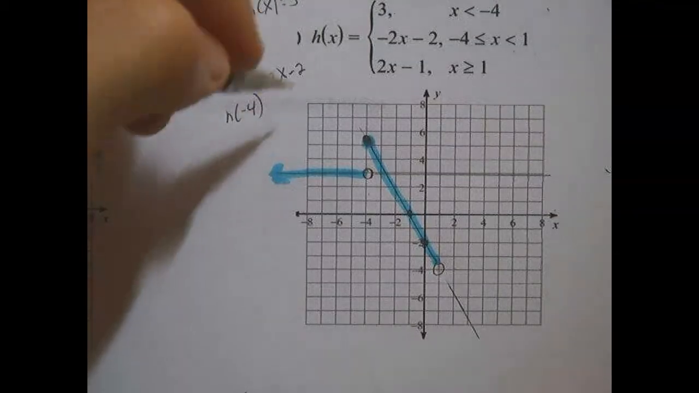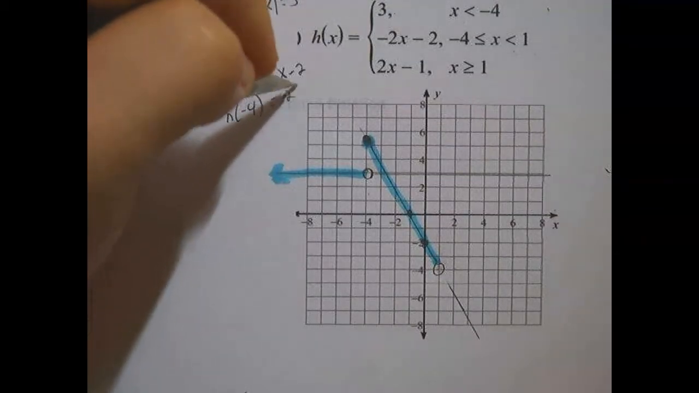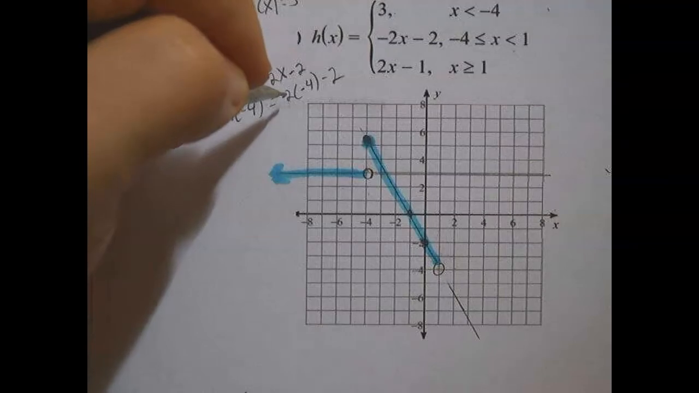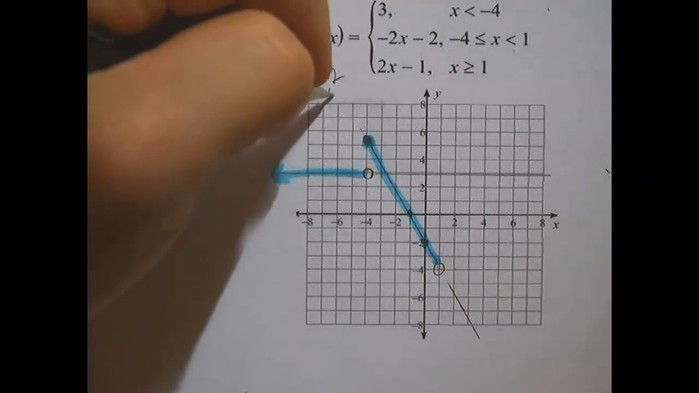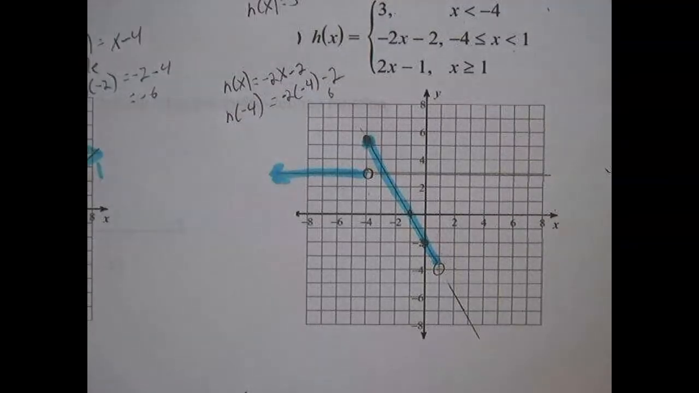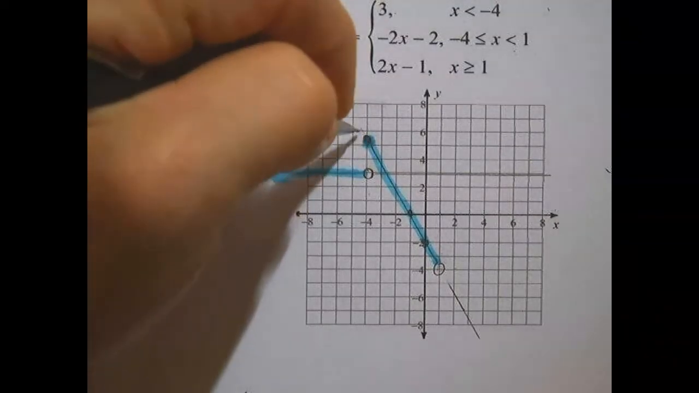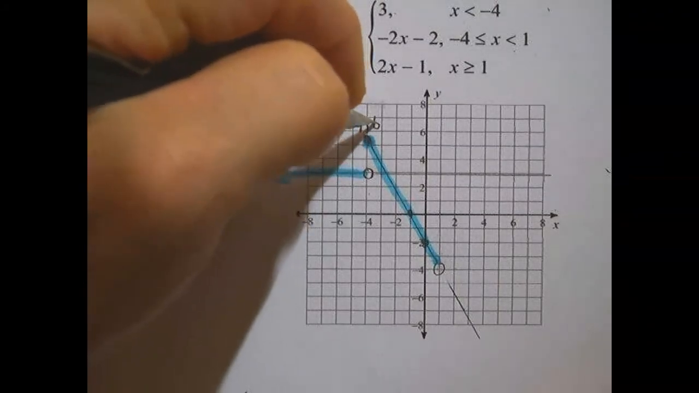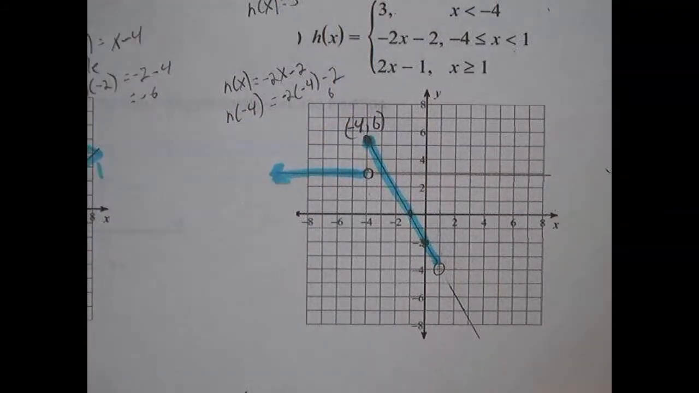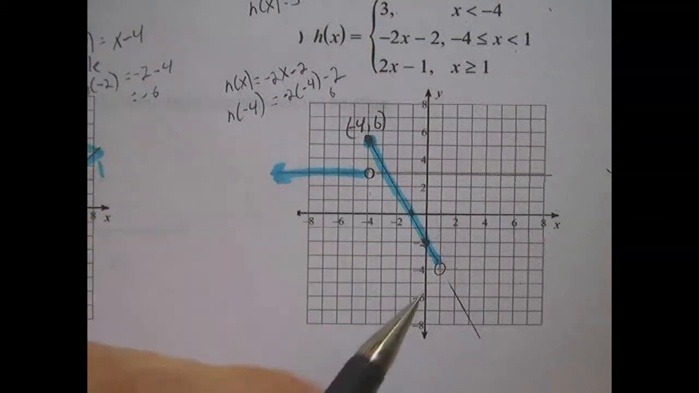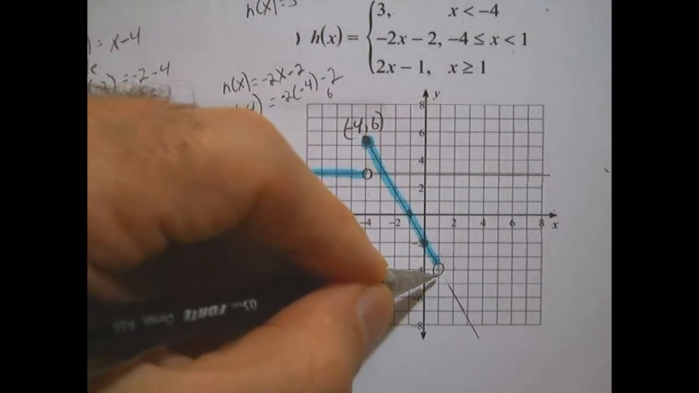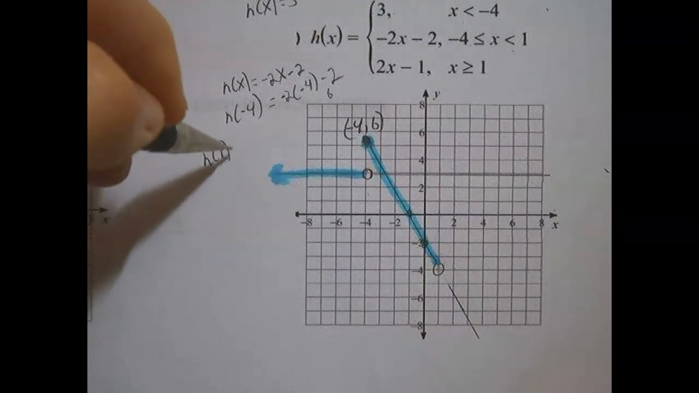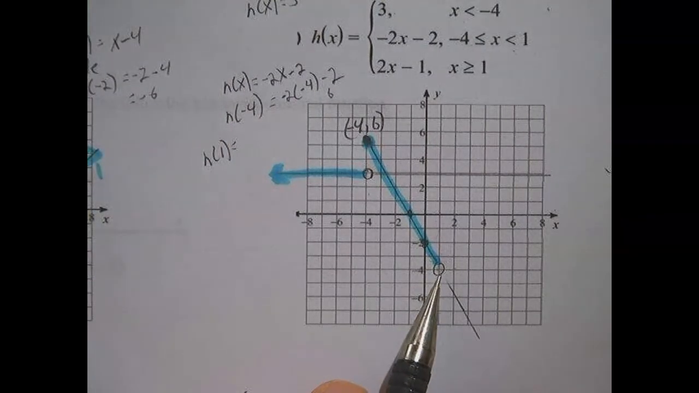So h of -4 is -2 times -4 minus 2, and that's 8 minus 2, that's 6. It looks like I'm a little bit off, but that's okay. But as long as I say what the point is, this is -4, 6. Okay, now let's see what h of 1 is. So we want to see what the hole is on the other side. Remember, this is a hole.